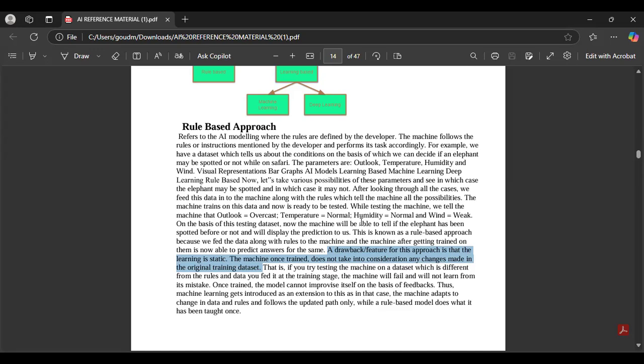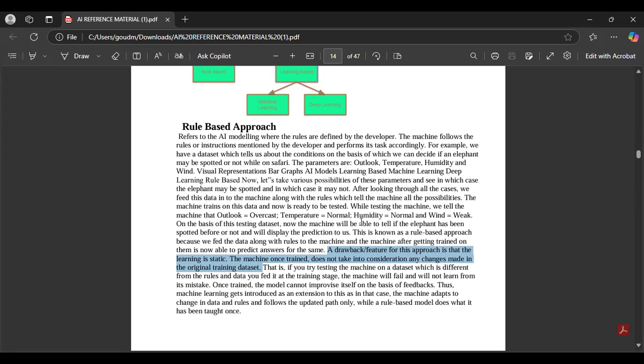Meaning once it was learned with one thing, it cannot change again and again. If you try testing the machine on a data set which is different from the rules and data you fed it in the training stage, the machine will fail and will not learn from its mistakes. It cannot learn from the mistakes. It cannot take the feedback. It cannot improve on the feedback. The learning over here is what?